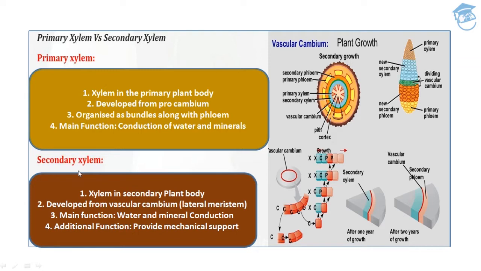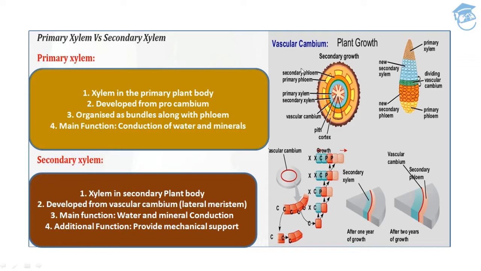Then comes secondary xylem. Secondary xylem is present in the secondary plant body, and it is developed from vascular cambium, to be more precise, lateral meristem. The main function of secondary xylem is conduction of water and minerals. An additional function of secondary xylem is to provide mechanical support, since it increases the girth of a plant body and thus provides mechanical support.